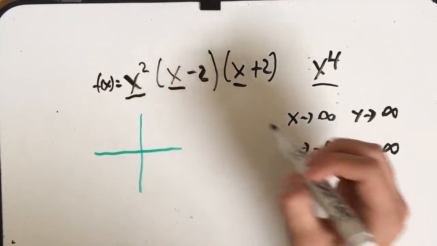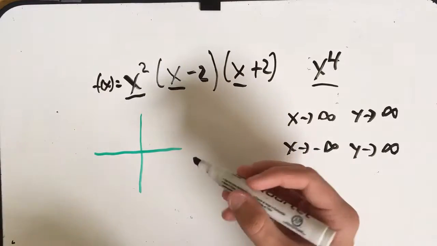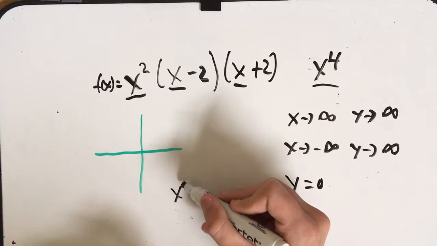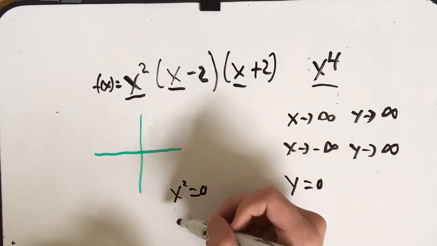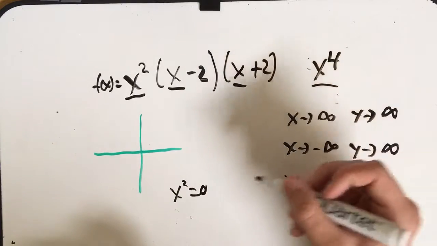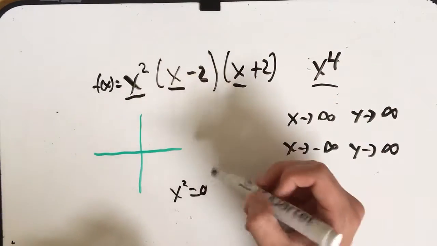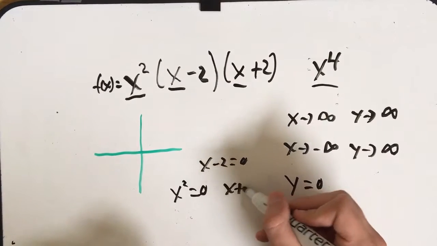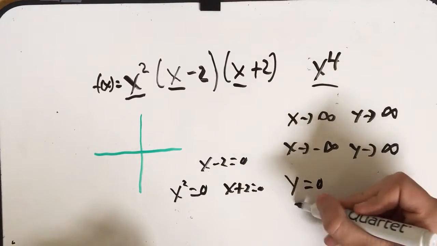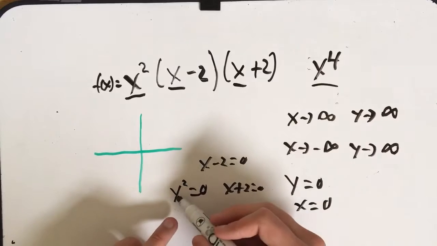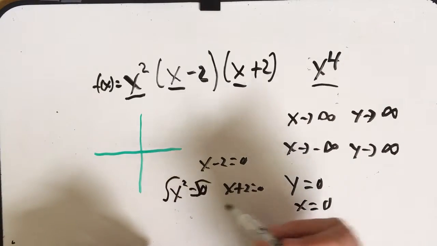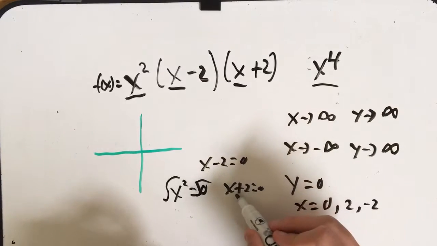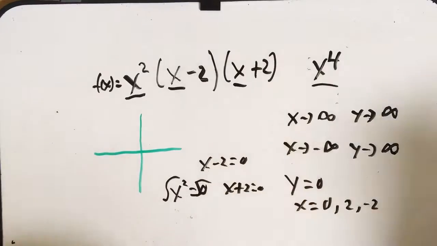So what we want to do now, since we know it's going to be 0, is look for some other points. So y equals 0, so we have to set some other factors to 0. So we have x squared equals 0, x minus 2 equals 0, and x plus 2 equals 0. So this will get you x equals 0, since if you take the root of x squared, it'll get you 0. We also have 2 and negative 2, since this one will get you 2, and this one will get you negative 2.